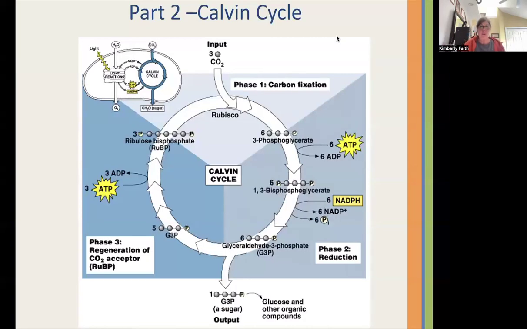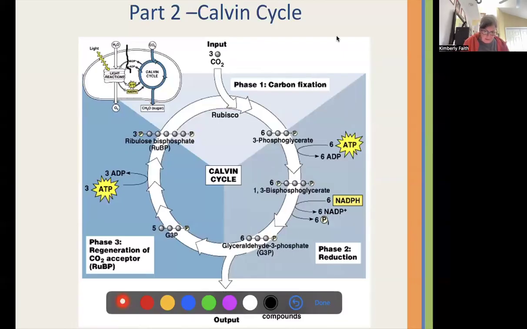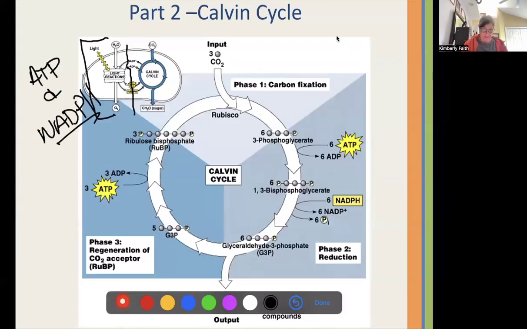Okay, so part two. So we basically did this up here. We did the light reaction, right? And the whole purpose of the light reaction is to make the energy ATP and NADPH, the electron carrier. And it's like, okay, now what do we do? We're gonna do part two.